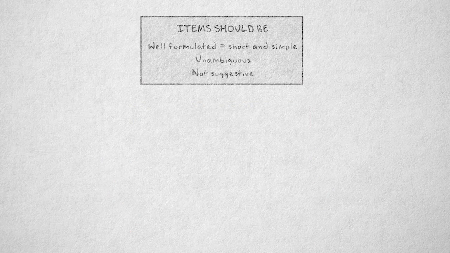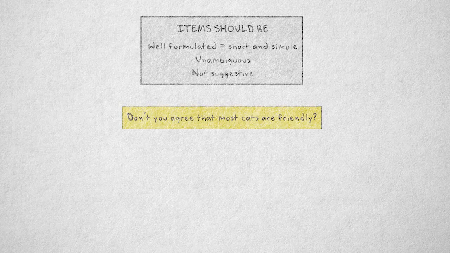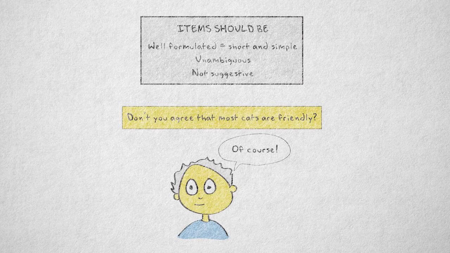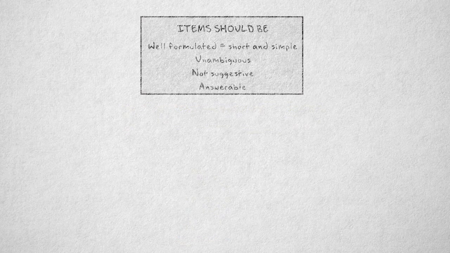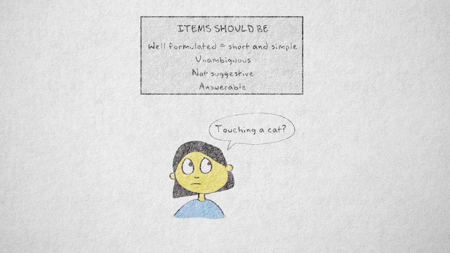Also, items should be neutral, not suggestive. An item like "don't you agree that most cats are friendly" could influence impressionable people to give a more favorable answer than they would have given otherwise. Items should be answerable for all respondents. For example, people who've never been in direct contact with a cat cannot answer items 1, 2, and 3 of my questionnaire. Perhaps I should have included a filter question, asking if people have ever physically interacted with a cat.